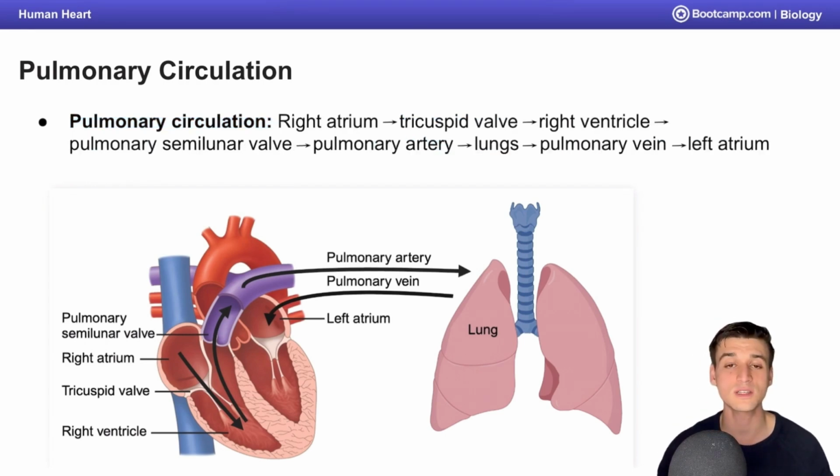And so let's take a moment to consider the total path that blood takes throughout the pulmonary circulation. We will begin in the right atrium where we collect deoxygenated blood from the body tissues. The tricuspid valve allows that blood to pass from the right atrium into the right ventricle, and the pulmonary semilunar valve allows blood to flow from the right ventricle into the pulmonary artery. The pulmonary artery will then carry our deoxygenated blood to the lungs before the pulmonary vein carries it back to the heart where it will enter the left atrium.